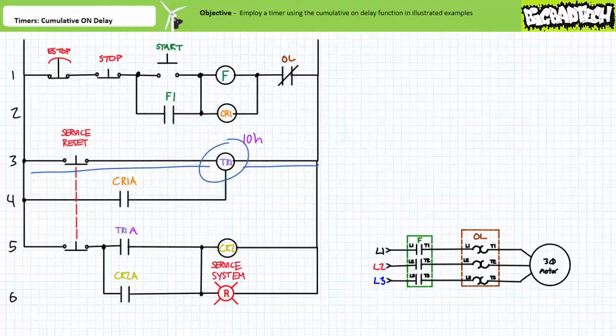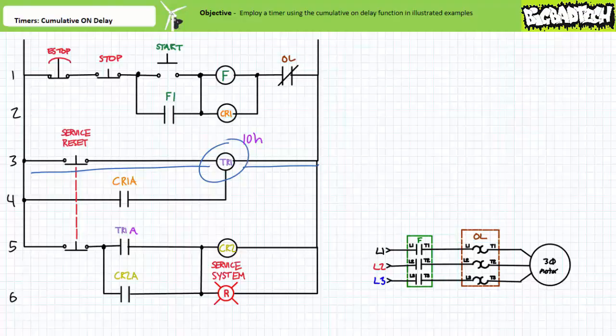This de-energizes the F contactor coil and the coil of control relay CR1, and their associated contacts immediately return to their deactivated states. The F primary contacts open and the system grinds to a halt. The F1 holding contact opens and removes the holding circuit. Contact CR1A opens and de-energizes the controlling input of timer relay TR1. Given service reset remains closed, the accumulator now has 10 hours in the bank.